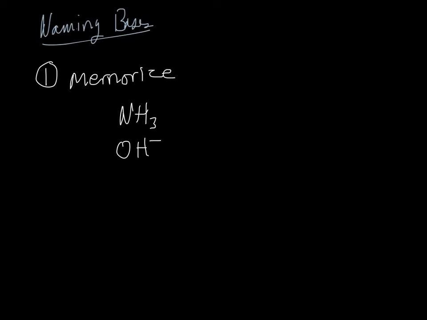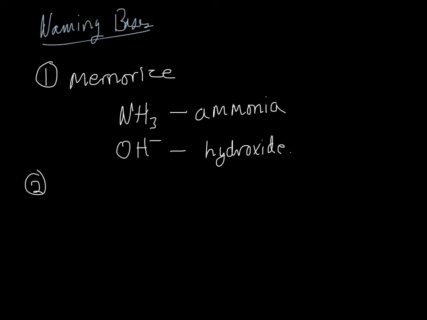Okay, NH3, this is ammonia. This is the household cleaner you find in your house for cleaning things, ammonia. And OH negative is hydroxide. Okay. All bases are going to produce hydroxides. We're going to talk about that later in the chapter and why they produce hydroxides. Okay. But you need to memorize both of these.